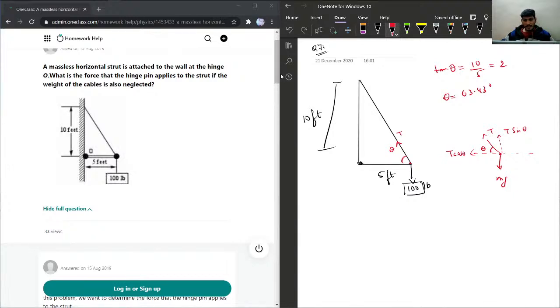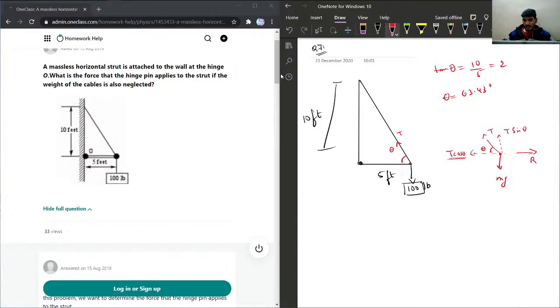And we can see that the force which is applied on this strut is going to be the reaction force of this strut, and this reaction force is going to be caused because of this T cos theta component. So reaction force will be in this direction, let's say R. So we need to calculate R, but before calculating R we need to calculate T.